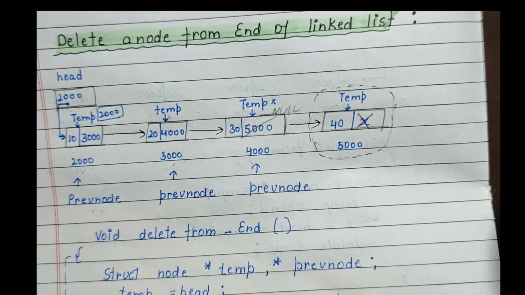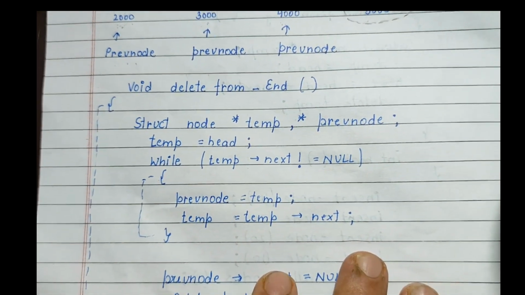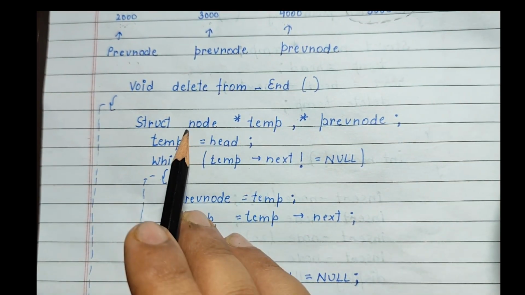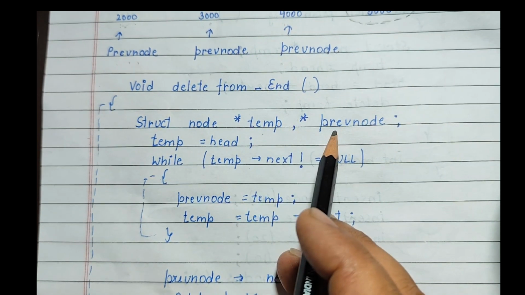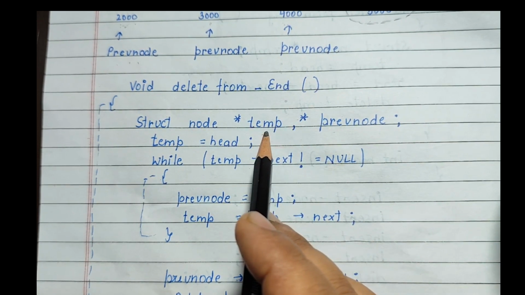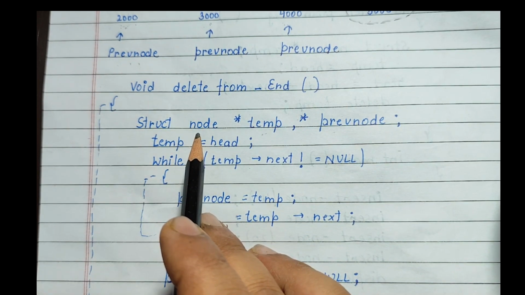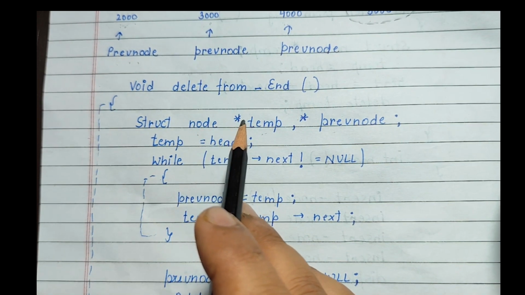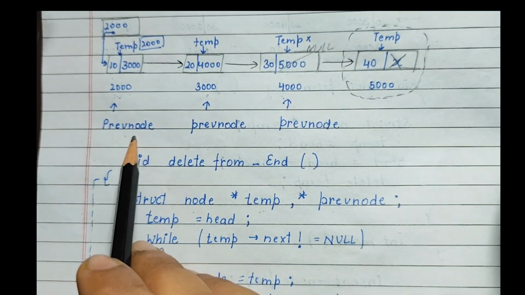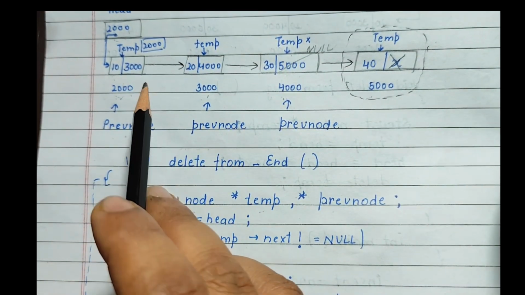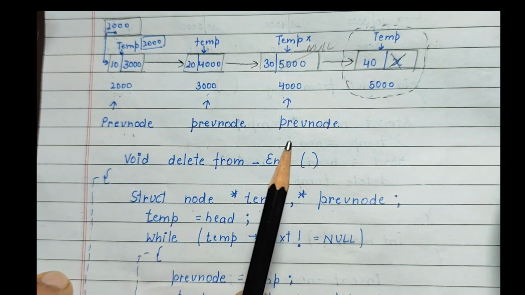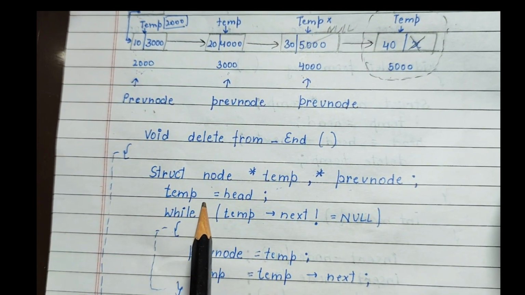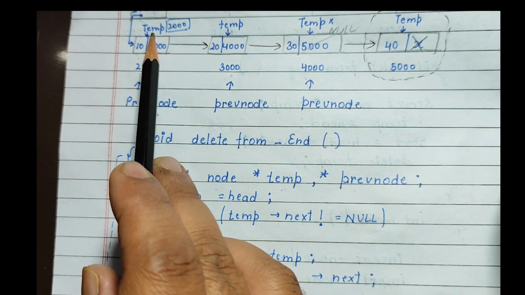So first I create a function delete from end. So I create two pointers here. First pointer is named temp, another pointer is previous node. Both are of pointer type and both are node type pointers. Why node type pointer? Because both previous node and temporary pointer point to the nodes. Okay, so first I initialize this temporary pointer.